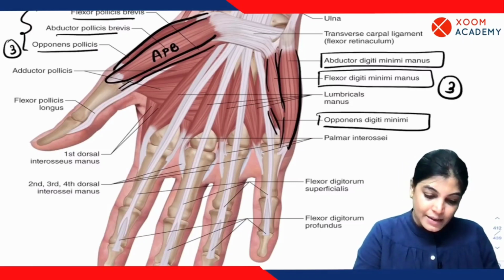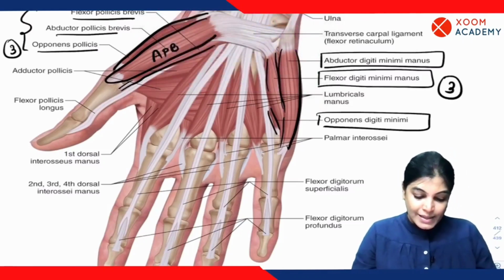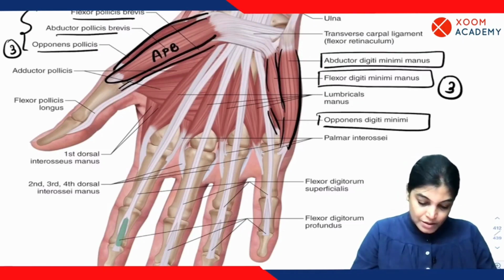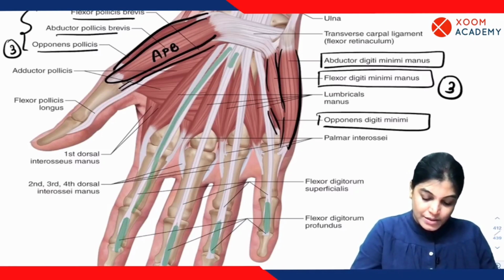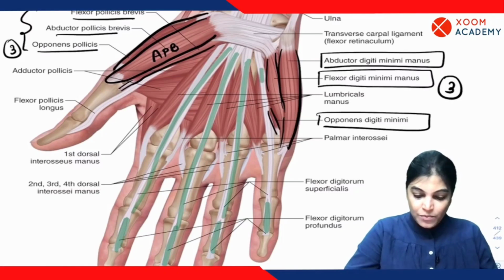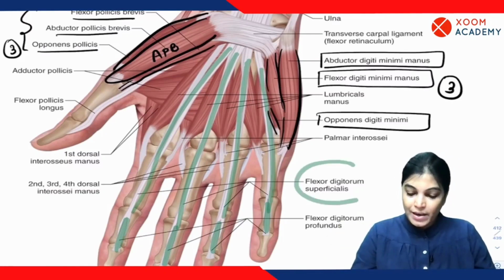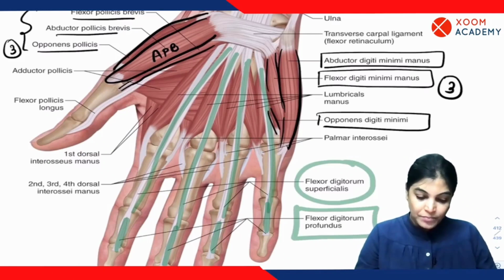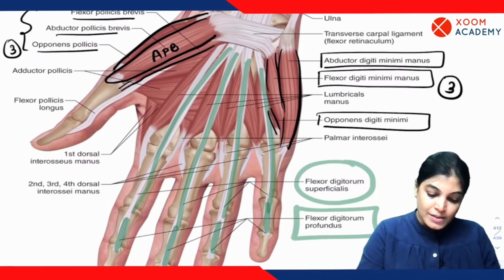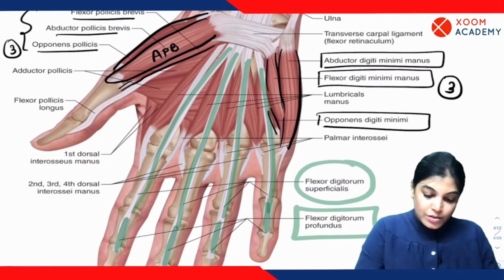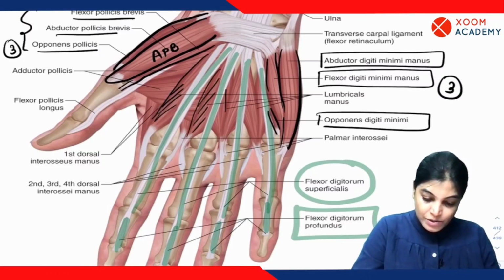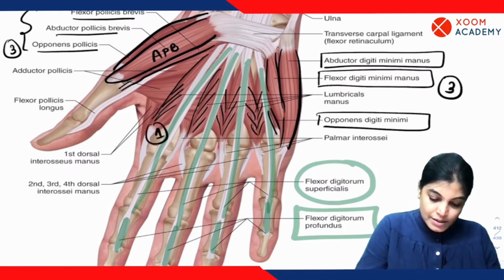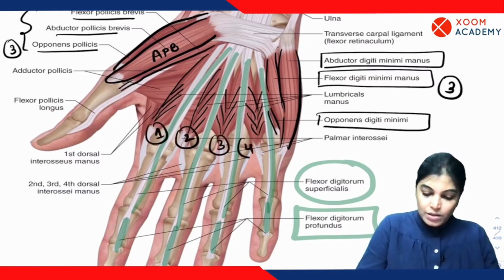Also you can see in this diagram the tendons of flexor digitorum profundus. Deeper, we have the tendons of flexor digitorum profundus, and in the adjoining area will be the tendons of flexor digitorum superficialis. From the tendons of flexor digitorum profundus, we have lumbrical muscles. These are all lumbrical muscles. So how many lumbrical muscles have we got? We have got first, second, third and fourth lumbrical muscles.